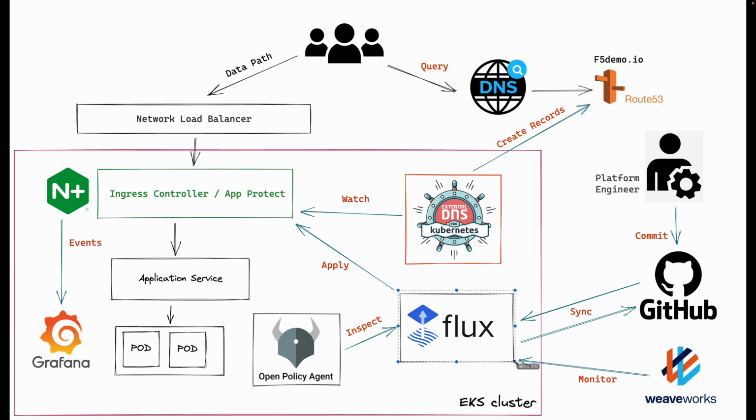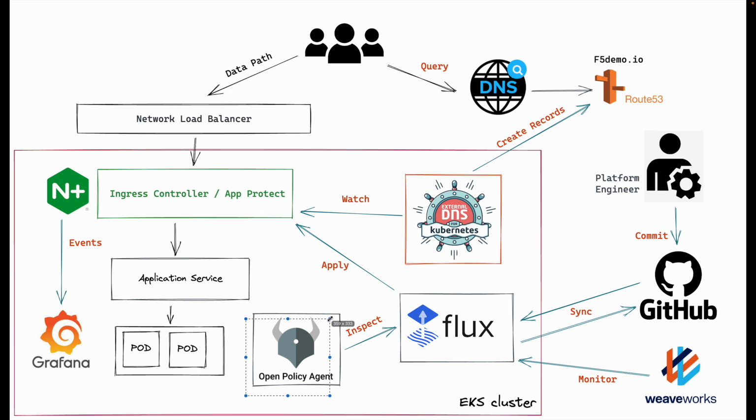Flux is a continuous delivery component. It will continuously sync with GitHub and apply that to the Kubernetes cluster. Basically, it marks GitHub as the desired state. And as soon as it detects any changes or new objects committed to GitHub, it will sync them and then apply them to the Kubernetes cluster.